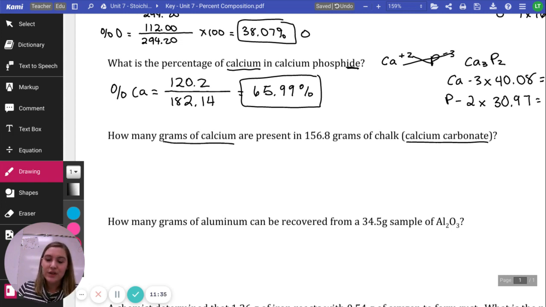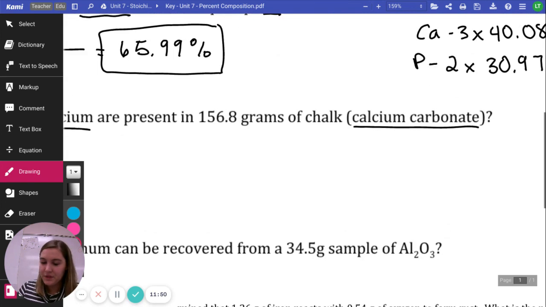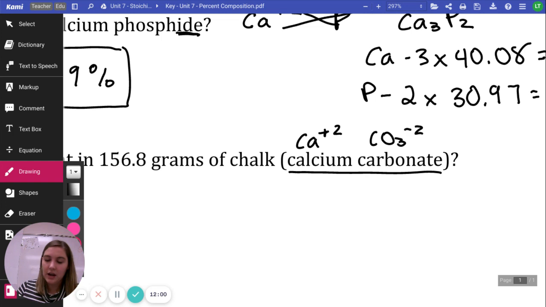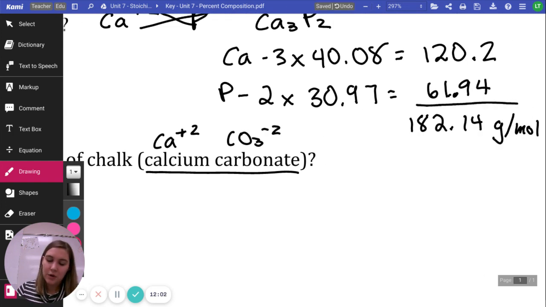All right. So step 1, when we see this problem, we want to know how much calcium is in there. Well, I can just multiply it by the percentage of calcium to figure out how much calcium would be in that sample. So step 1 is we need to figure out our formula. For calcium carbonate, I have calcium, which has a positive 2 charge, and I have carbonate, which is CO3 with a negative 2 charge. So I swap, drop, reduce, and I end up with CaCO3 as my formula, since those both would cancel out.